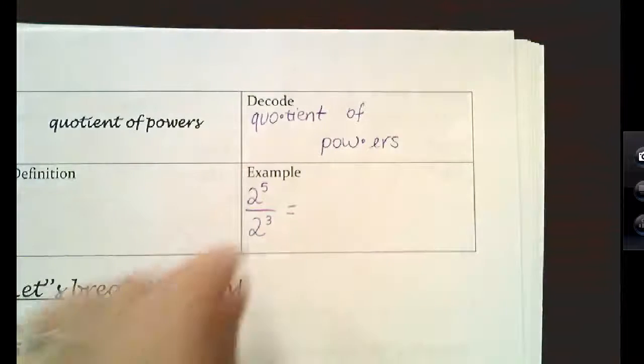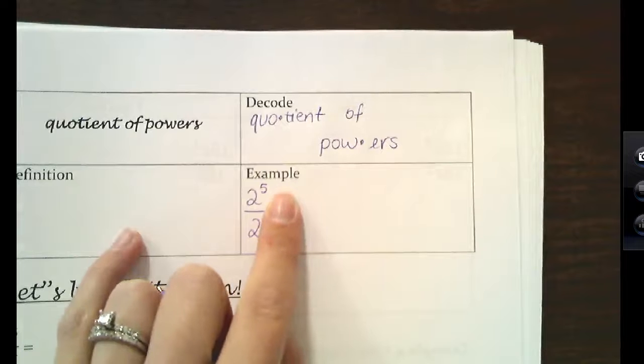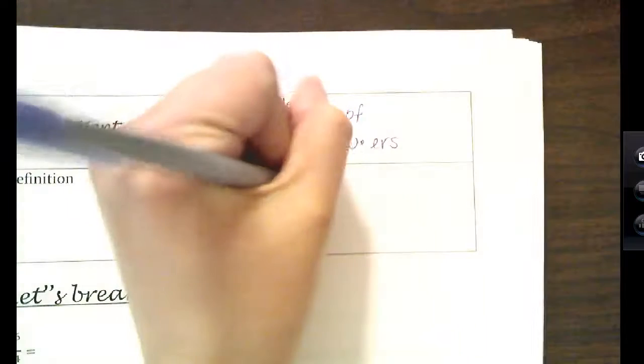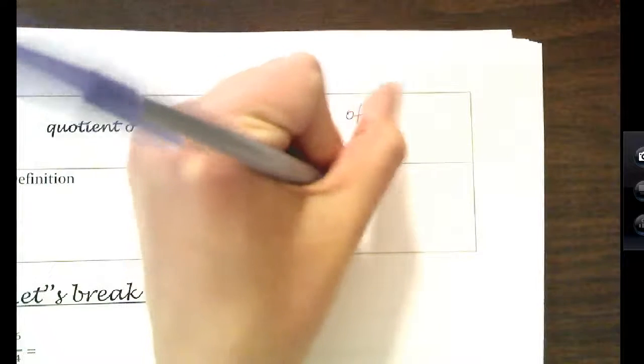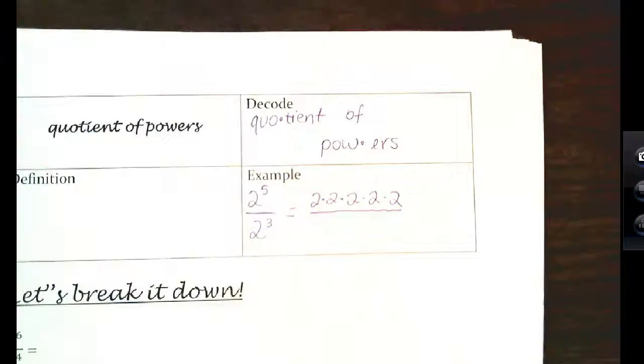Now, we're going to kind of draw this out to show an example of exactly what this means. If I'm taking 2 and raising it to the 5th power, that means I have to multiply 2 by itself 5 times. So I'm going to do 2 times 2 times 2 times 2 times 2. And then in my denominator, if I have 2 to the 3rd power, how many 2's am I going to write? 3.